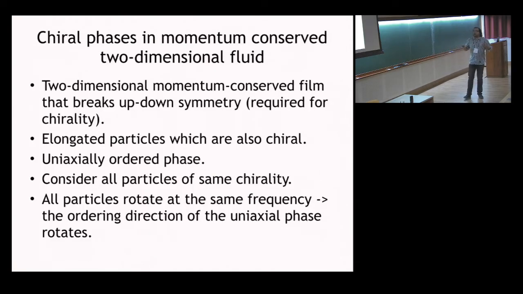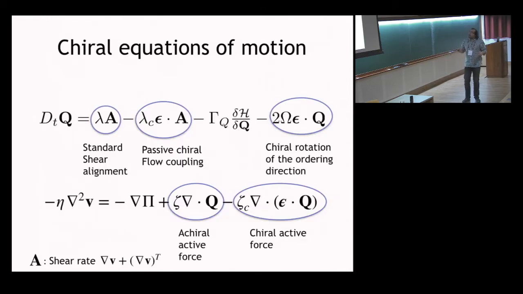So now I'll tell you how chirality can stop this from happening. So I'll talk about two-dimensional momentum-conserved films that break up-down symmetry. So you know the up from the down, right? I still have elongated particles. Now they're also chiral, so they can rotate. Each of these long particles can rotate about the z direction. I'll talk about uniaxially ordered phases still. And I'll consider every particle has the same chirality, and they rotate in the same direction with the same rotation frequency, right? Okay. And so I can write down equations of motion for these objects.